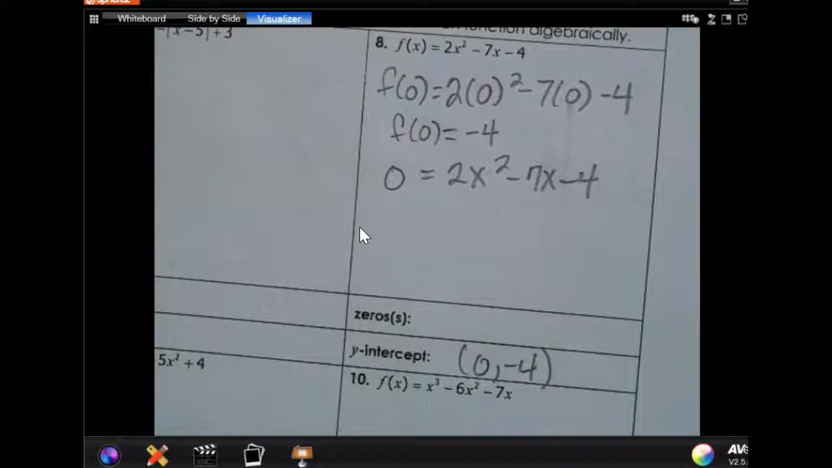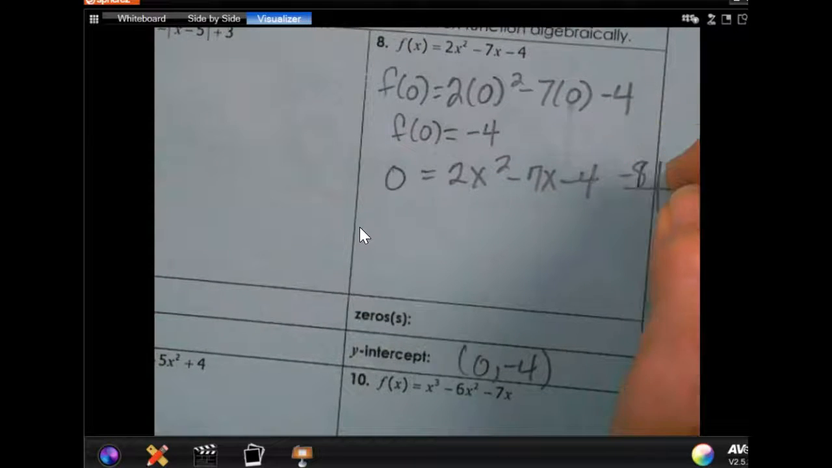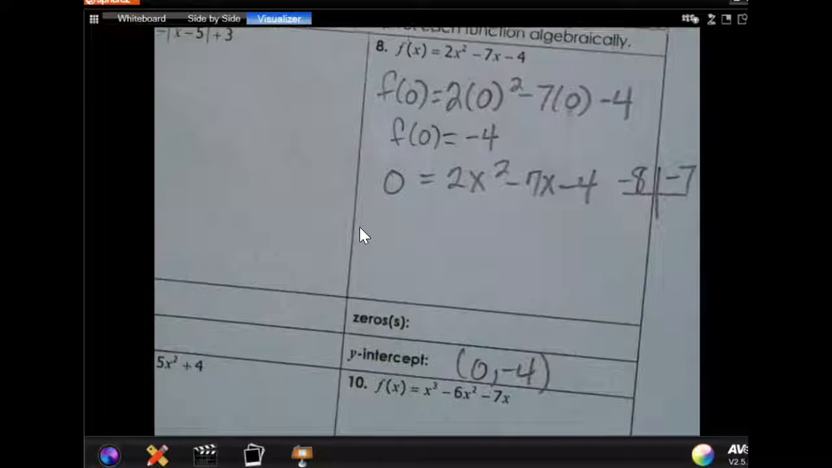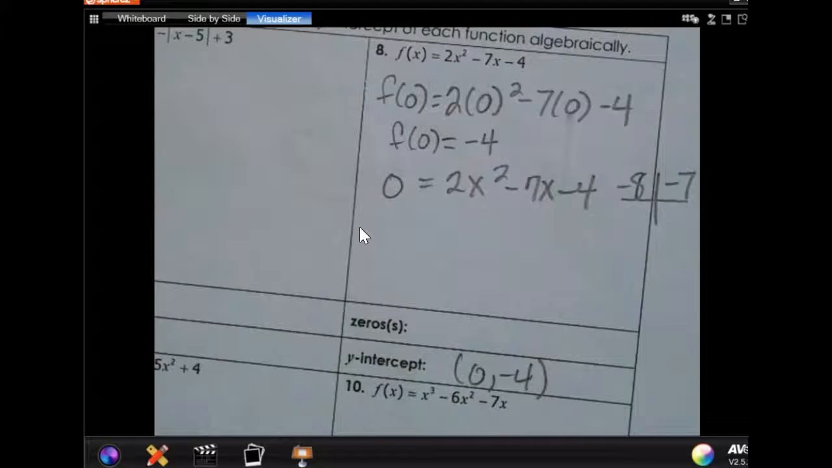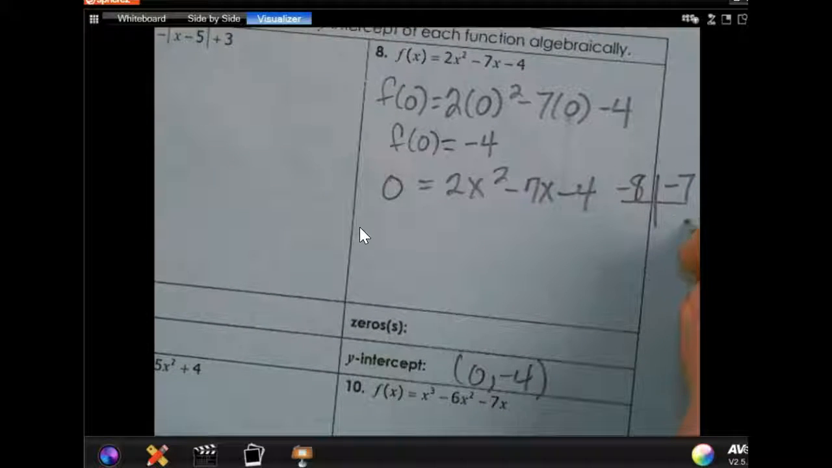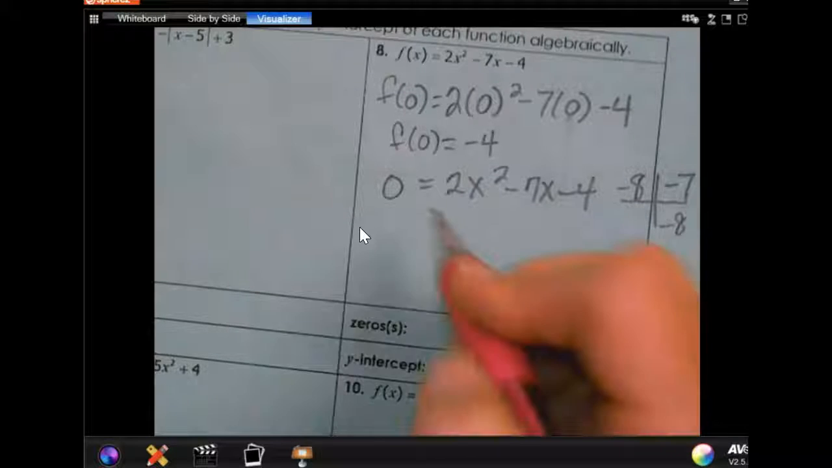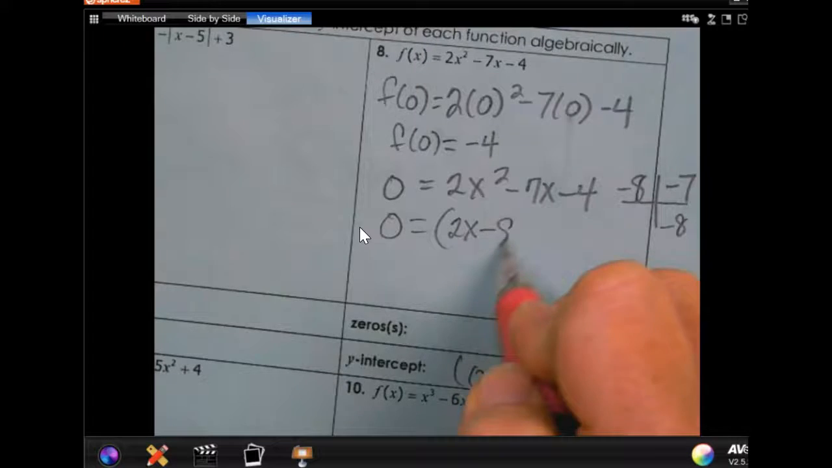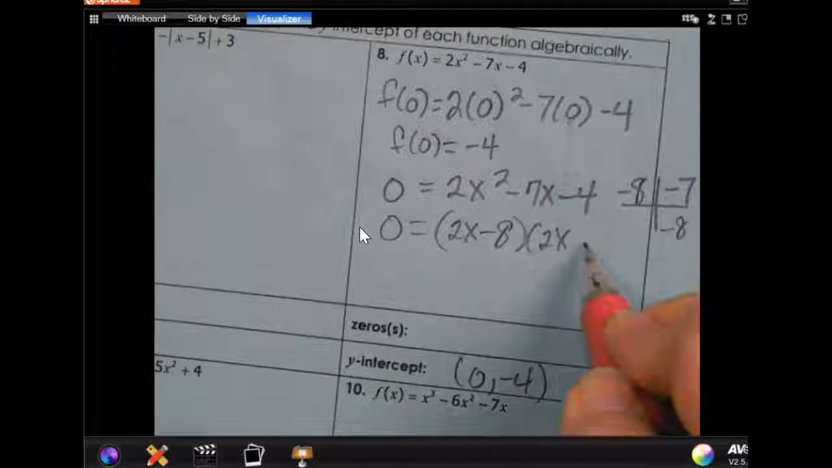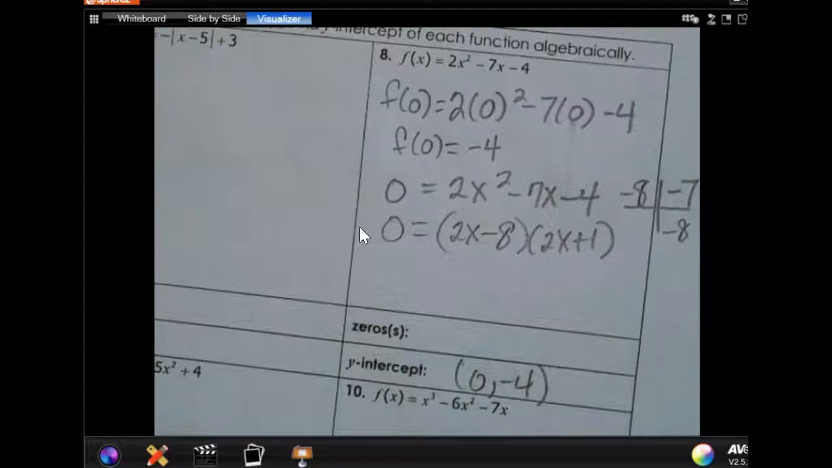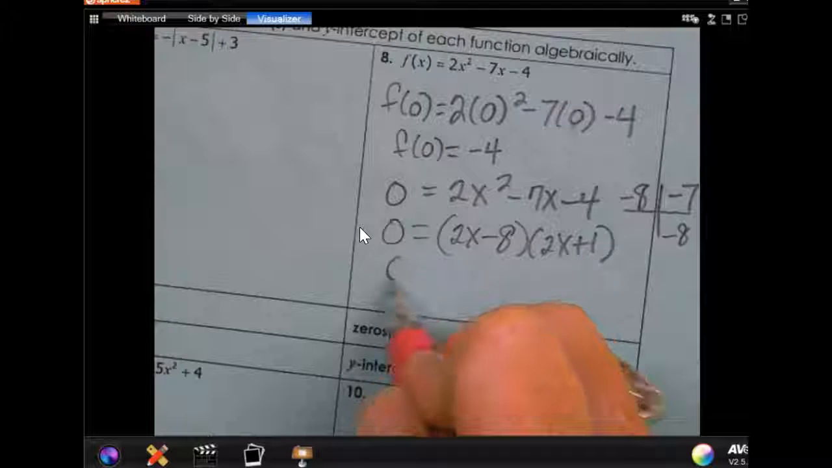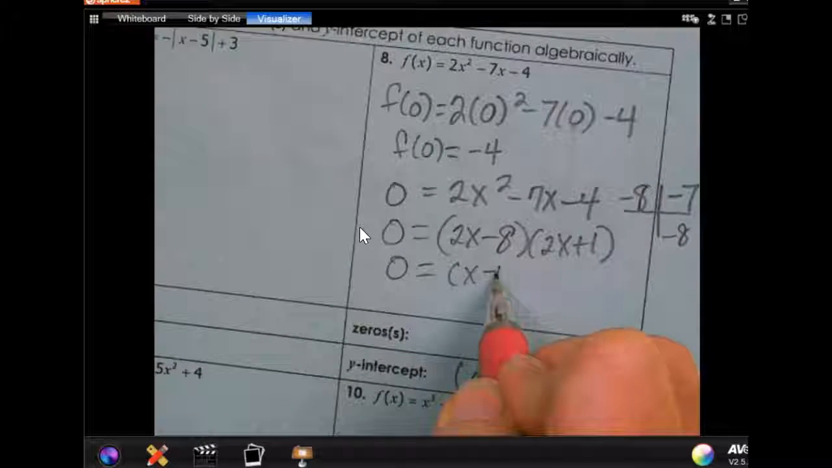Is there any greatest common factor here? So a times c gives me negative 8, and b is negative 7. So what factors do you think I'm going to use? 1 and negative 8, yes. So when I write this, I have a leading coefficient of 2. Can I reduce the first? So I get x minus 4.